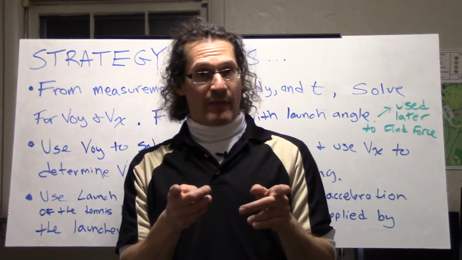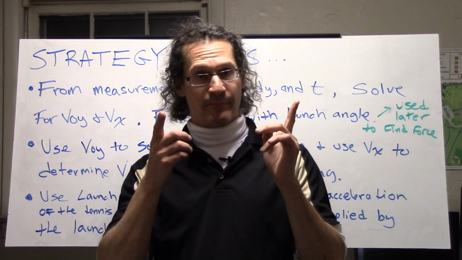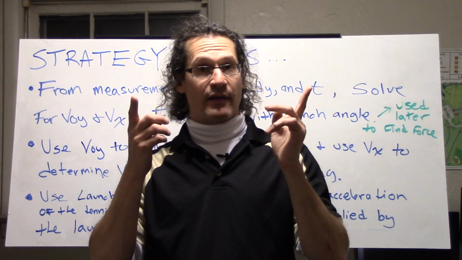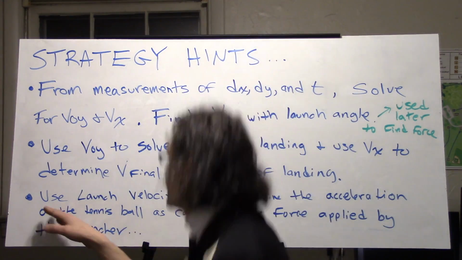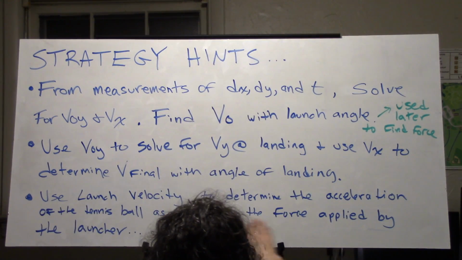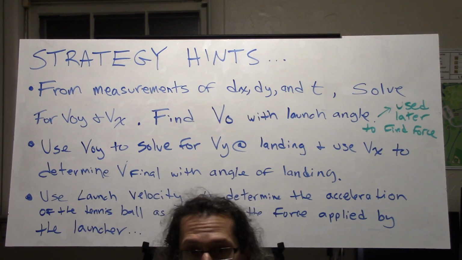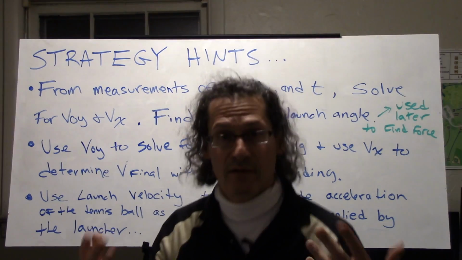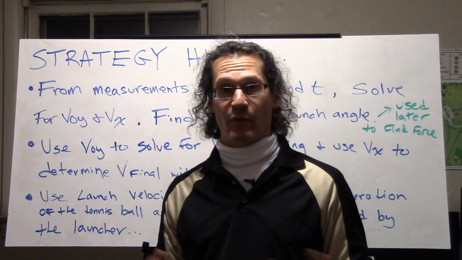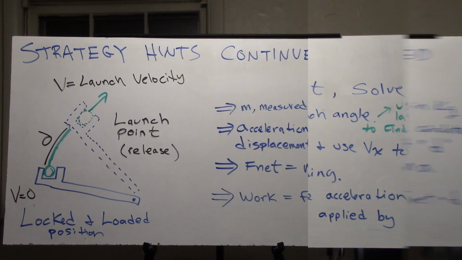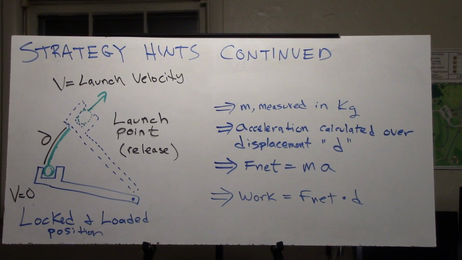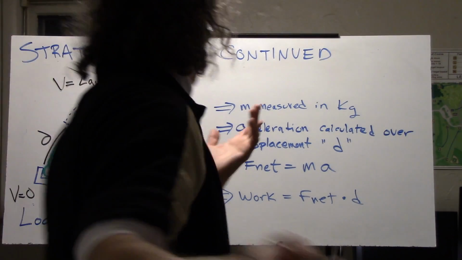The next diagram, I think, is going to help outline and illustrate exactly what I mean by this. Use the launch velocity of the tennis ball so that we can then find the net force. We can find the work on the ball. So here's our last segment.